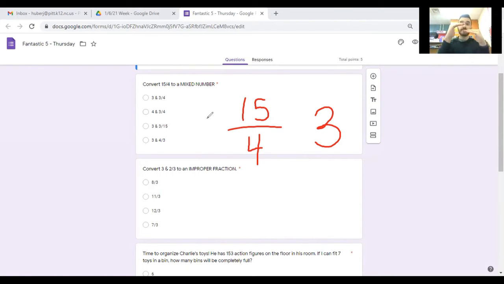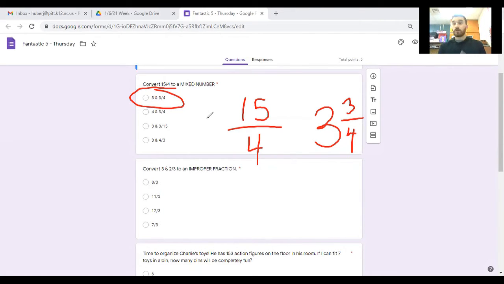So 4 times 3 got me to 12. I'm trying to get to 15. Whatever my remainder is, whatever's in that gap, is what's going to be my numerator. So from 12 to 15, that remainder is 3, which is my new numerator. And the denominator doesn't change. If I'm in fourths over here, I'm going to be in fourths over to the right as well. So if I took 15/4 and converted it to a mixed number, that would give me 3 3/4, which is A.